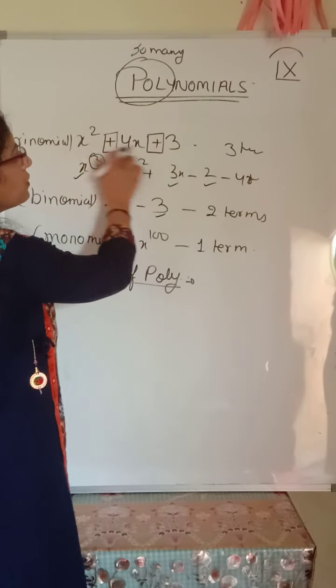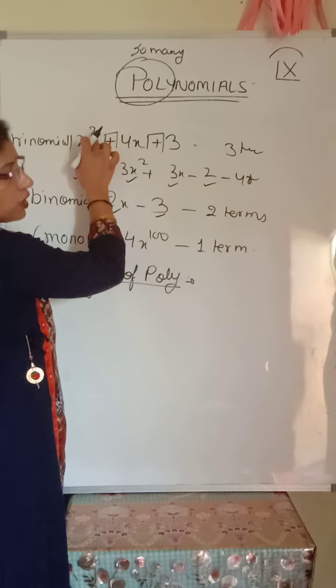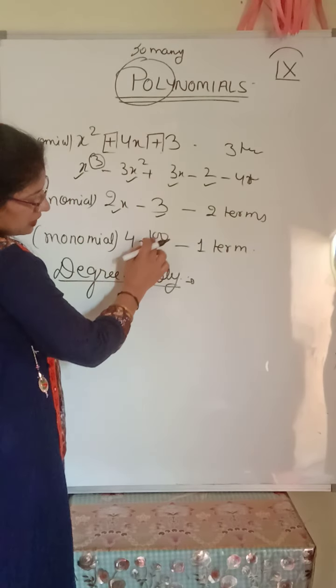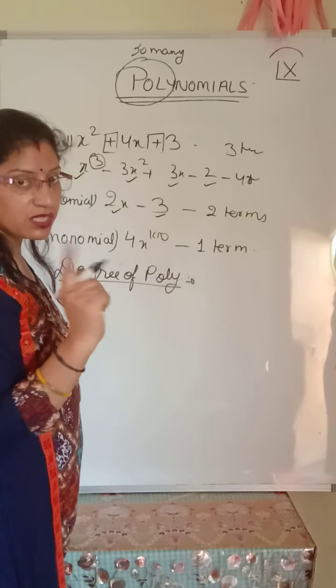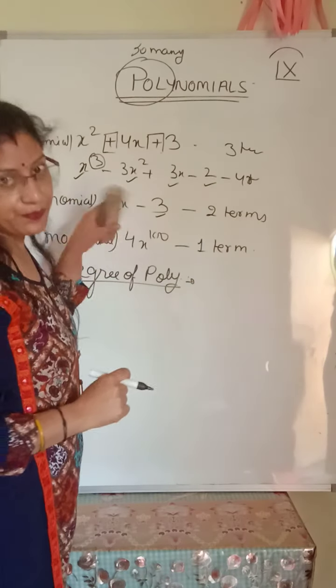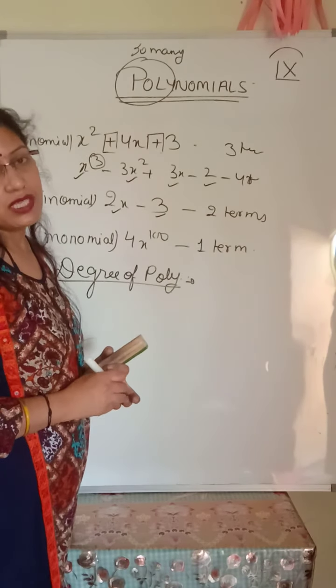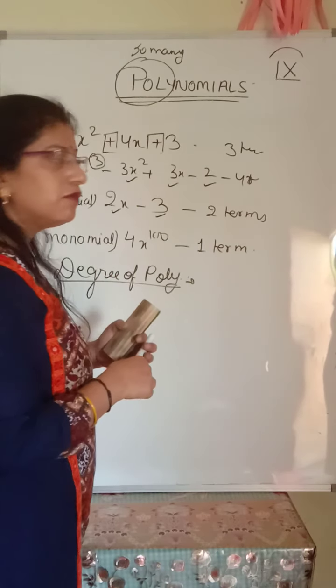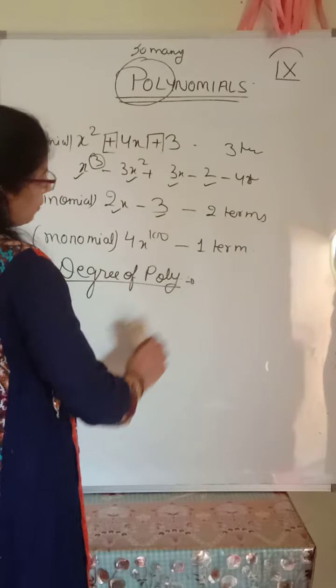In the same way, the highest power in this polynomial is 2, so its degree is 2. And in the same way, the power in this one is 100, so the degree of this polynomial is 100. So these are known as the degree of polynomials. The maximum power of the variable is known as the degree of the polynomial.